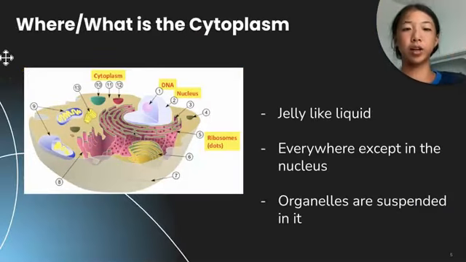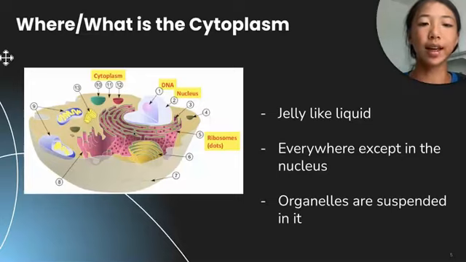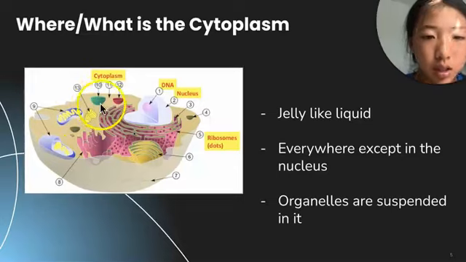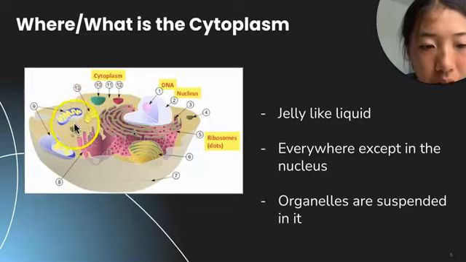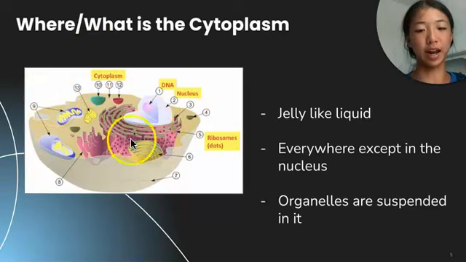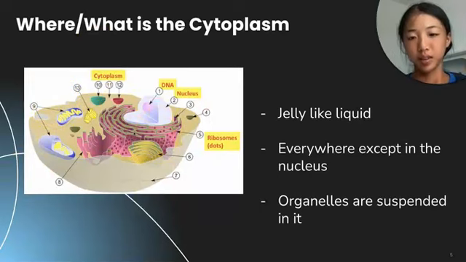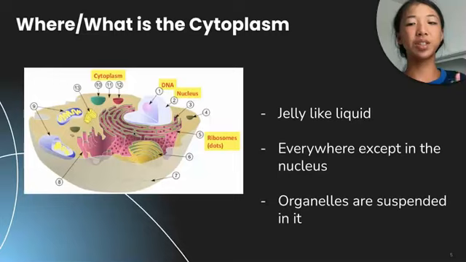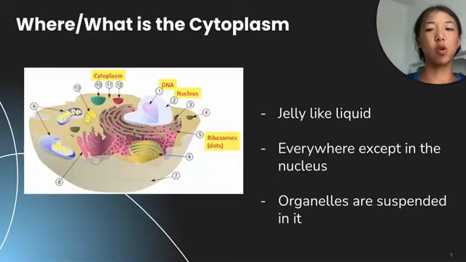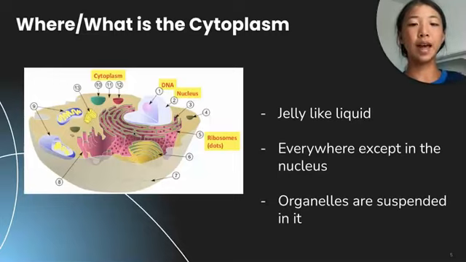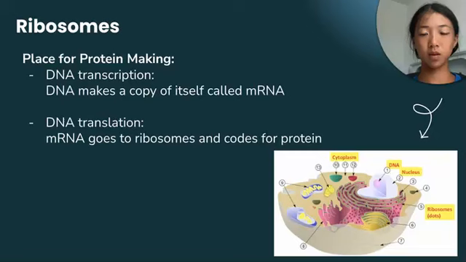Third up is cytoplasm. It's this jelly-like liquid where every organelle except the nucleus is suspended in. You see, it's like here and everywhere, just everywhere, except the nucleus. The cytoplasm is important. Think of it as the grounds of your city. It prevents all these organelles in the cell from bumping into each other, and yeah, that's really all there is.